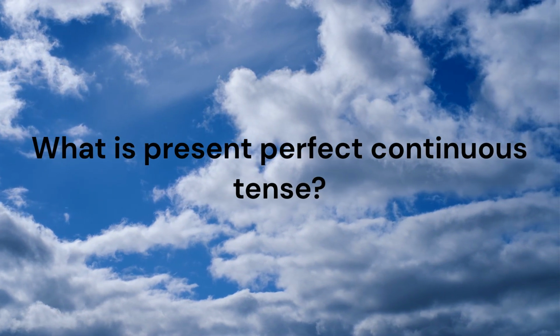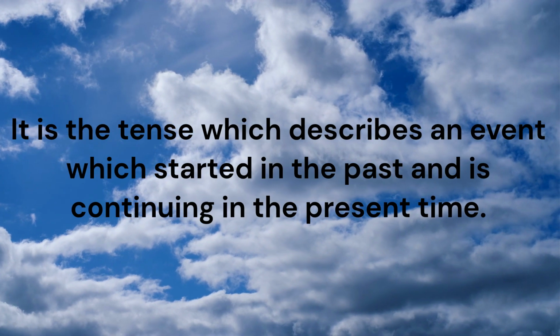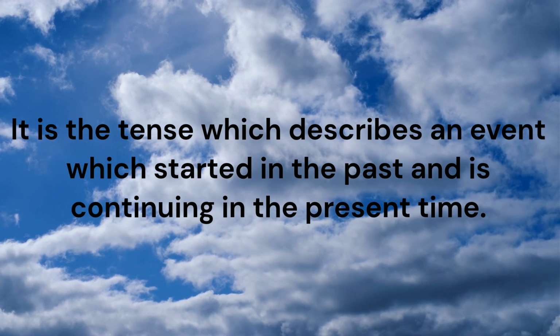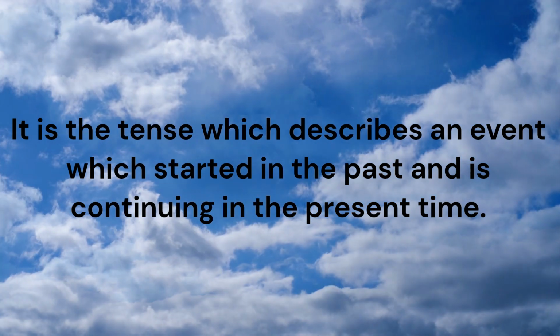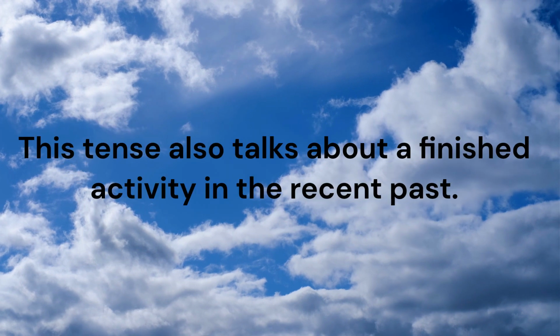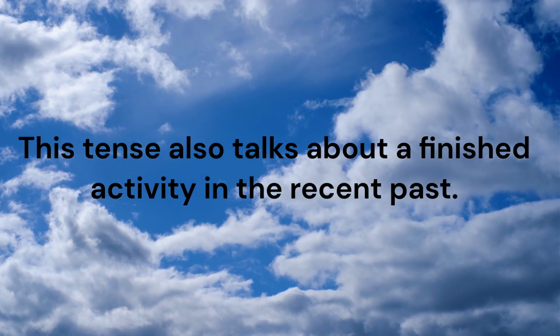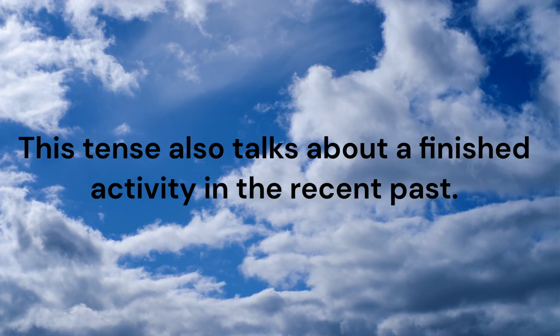What is present perfect continuous tense? It is the tense which describes an event which started in the past and is continuing in the present time. This tense also talks about a finished activity in the recent past.